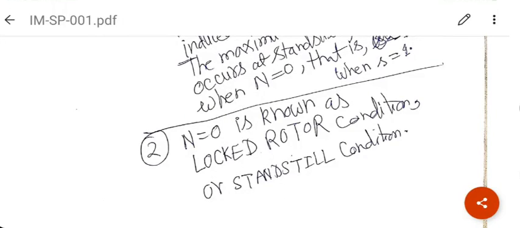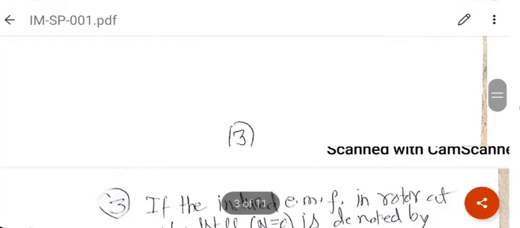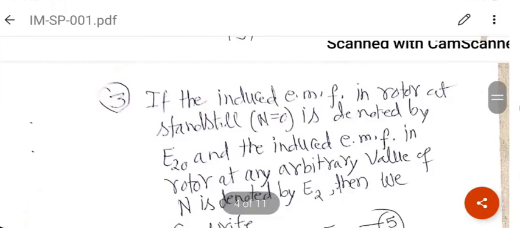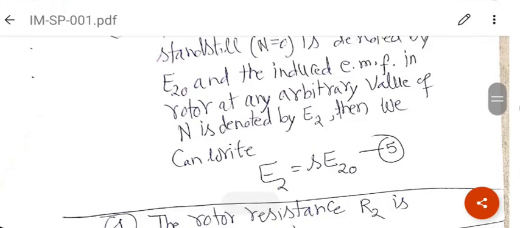N equal to 0 is well known as locked rotor condition or standstill condition. This is true for all motors, even for DC motors. Now, suppose at standstill, the induced EMF in the rotor is denoted by E2 0. And the induced EMF at any general speed is denoted by E2. Then the relation between them is simply E2 equal to slip multiplied by E2 0. When slip is 1, that means standstill rotor, both of these are equal.